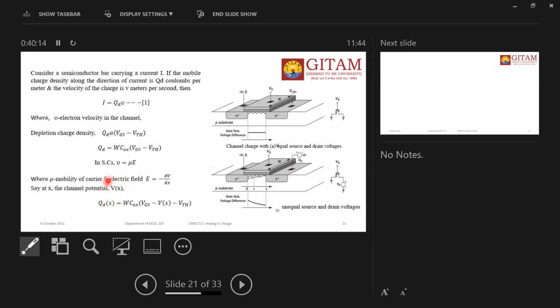Now see this formula. I need to know QD of X, that means the depletion charge density at X in the channel, which is equal to W into COX into VGS minus VX minus VTH. This is the formula, the potential difference from here to here in total.